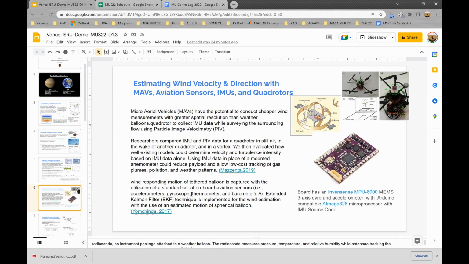And we can also use micro aerial vehicles and aviation sensors and inertial measurement units, but also quadrotors and a lot of other systems, accelerometers, to collect all sorts of data relevant to the turbulence of the systems.